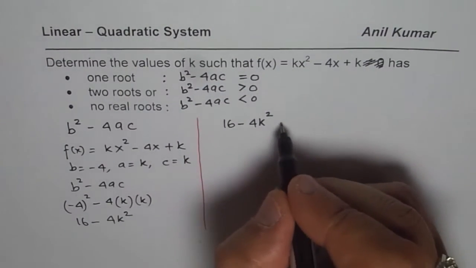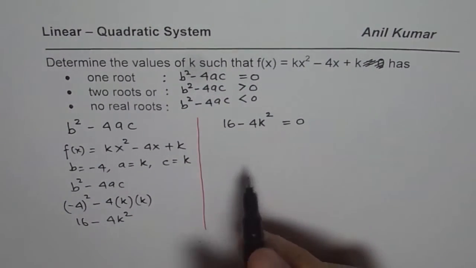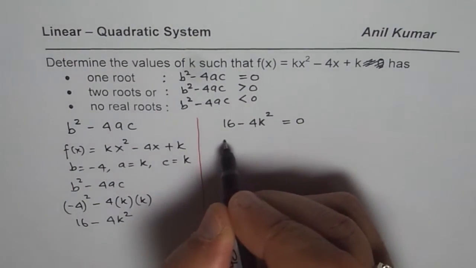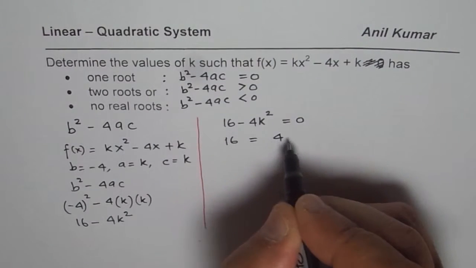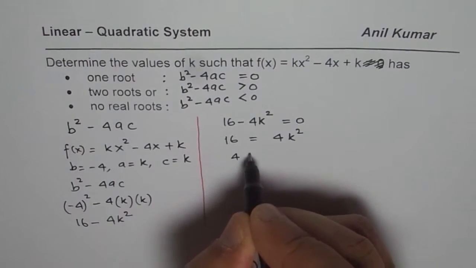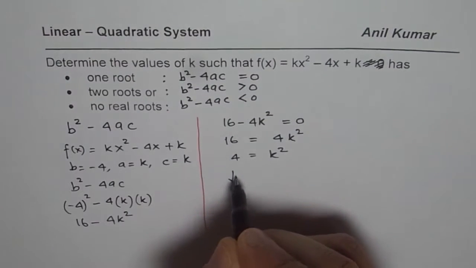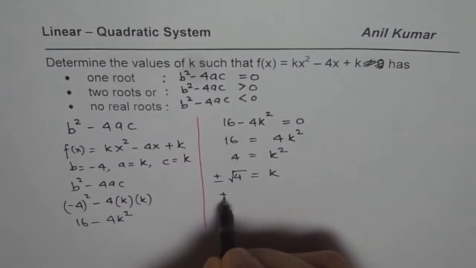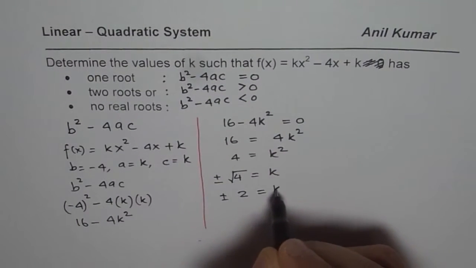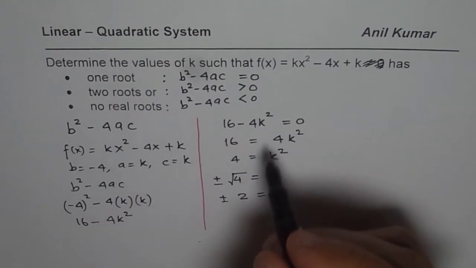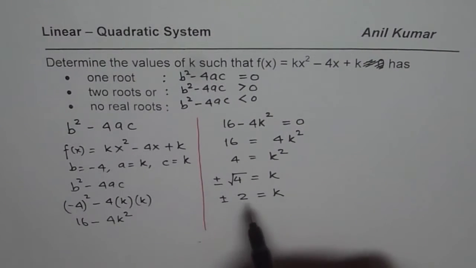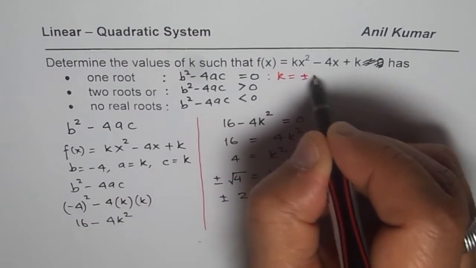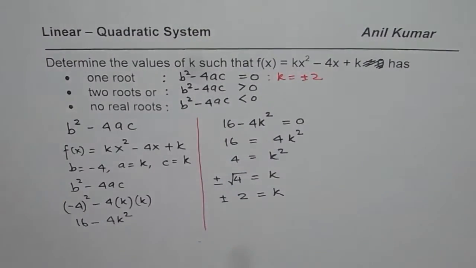So let's begin by equating it to 0 itself. Now it becomes simpler for us. If I say 0, then 16 should be equal to 4k square, or 4 should be equal to k square, or the square root of 4. Whenever you take a square root, you have to write plus and minus. Plus and minus 2 will give you the value of k, correct? So this is the answer. Plus and minus 2, this is 0. So that means k could be equal to plus or minus 2 to give one root. So we have one solution.